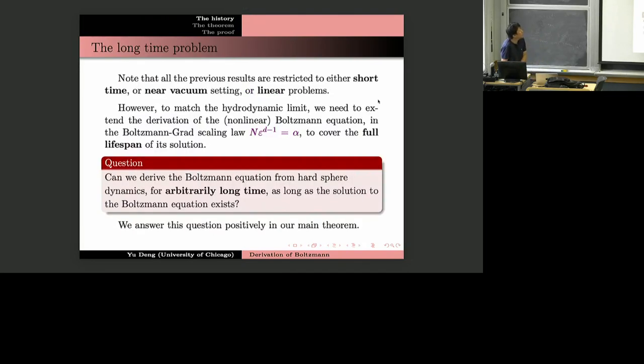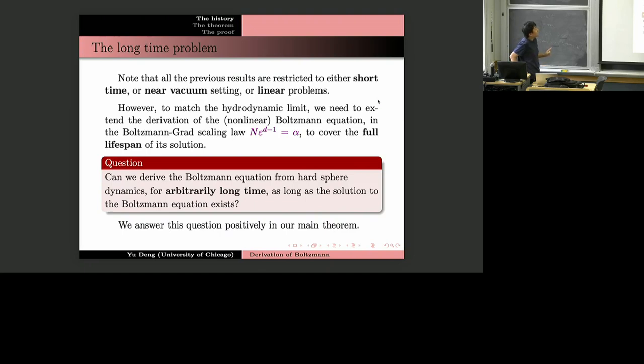One thing is that all these previous results are restricted to either the short time, t less than 1, or the near vacuum, where alpha is less than 1. Alpha is somehow a density, measuring the closeness to vacuum, or various linear problems like linearized Boltzmann or linearized Boltzmann with noise and so on.